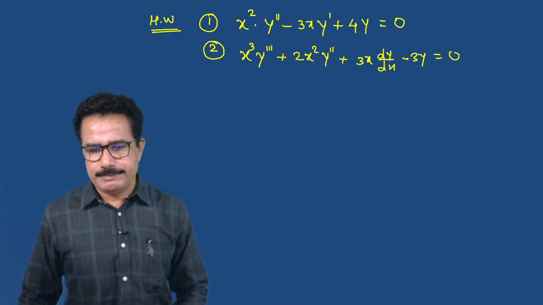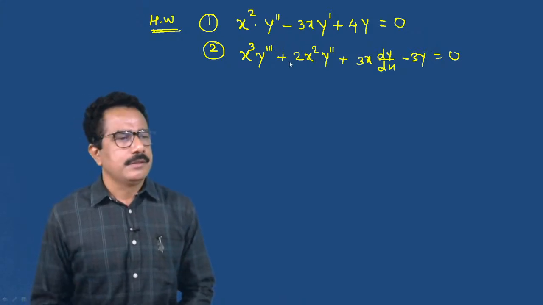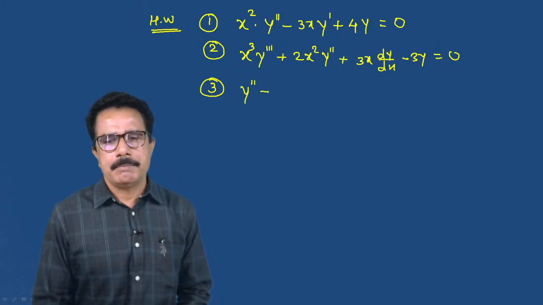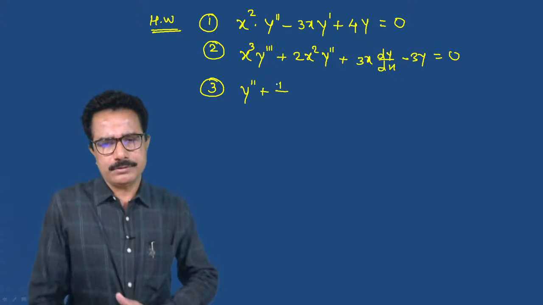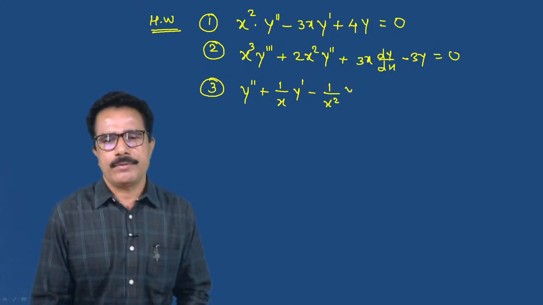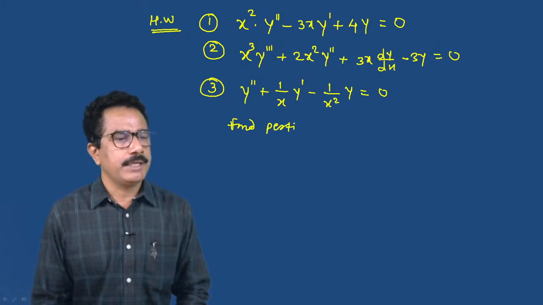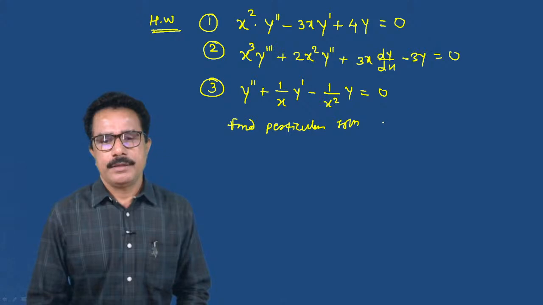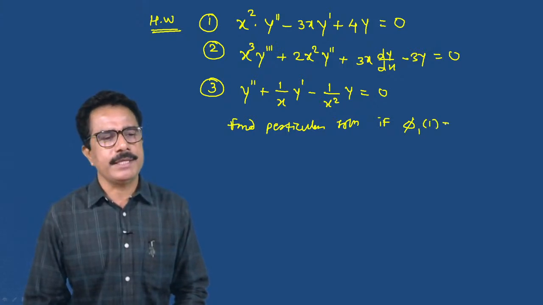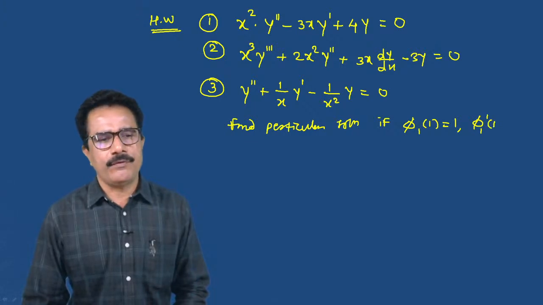आणि त्यानंतर पहा लास्ट आहे, थर्ड: y double dash plus 1 upon x y dash minus 1 upon x square y equals 0. See this, and find the particular solution if phi1 of 1 is equal to 1 and phi1 dash of 1 equals 0.